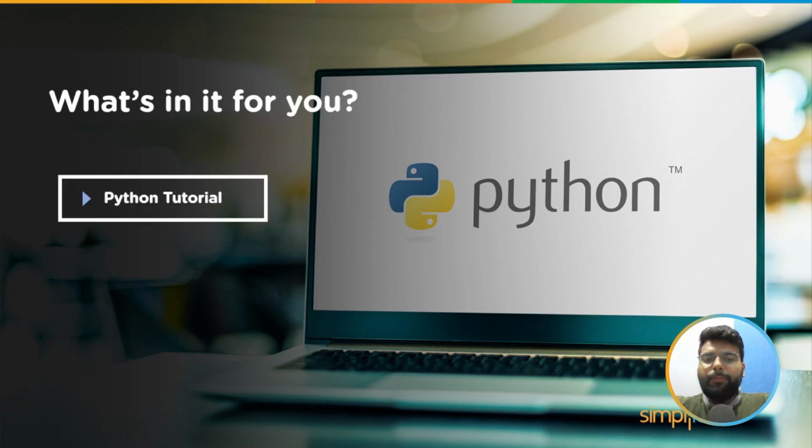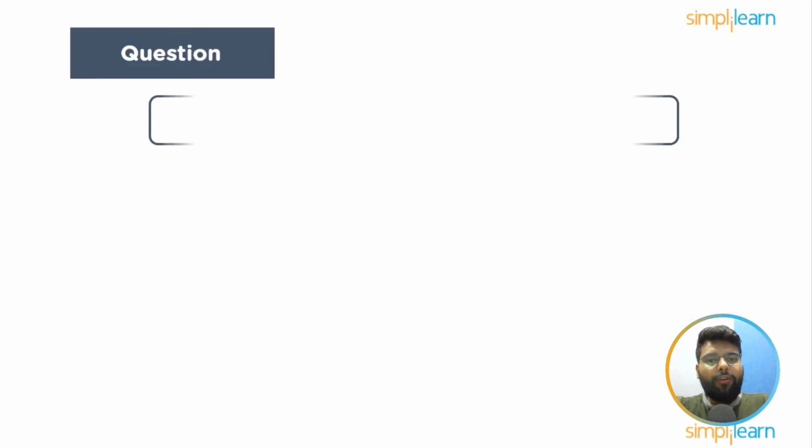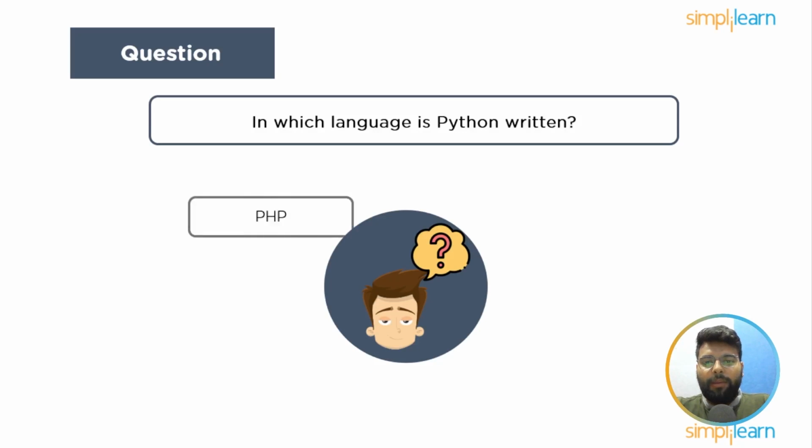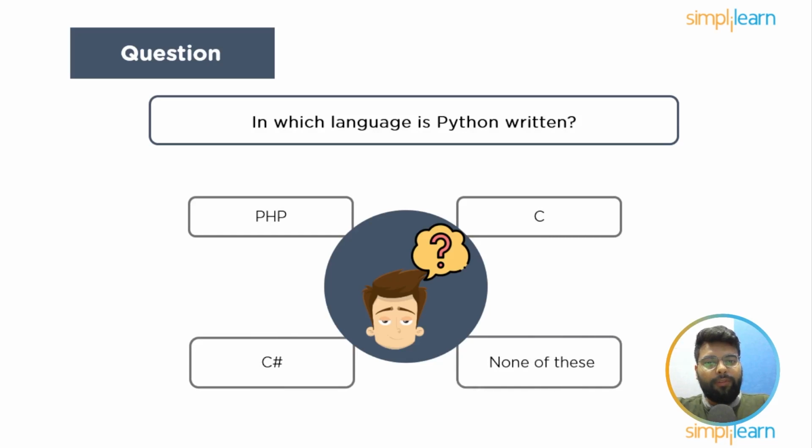And let us have a simple quiz question to brush up on our knowledge. So, your question is, in which language is Python written? And your options are PHP, C, C Sharp, or none of these. Please answer in the comment section below and we'll update the correct answer in the pinned comment. You can pause the video, give it a thought, and answer in the comment section.